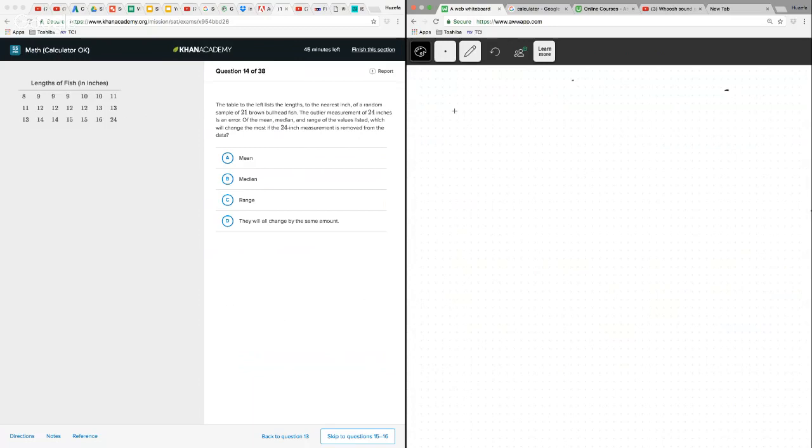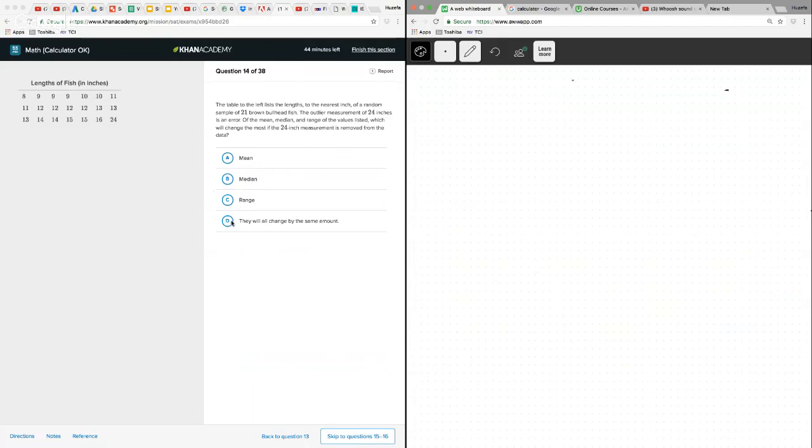The table to the left lists the lengths to the nearest inch of a random sample of 21 brown bullhead fish. The outlier measure of 24 inches is an error. The mean, median, and range of values, which will change the most if the 24-inch measurement is removed from the data? Which will change the most? Interesting. Mean is usually pretty good at handling outliers. So I would say median.